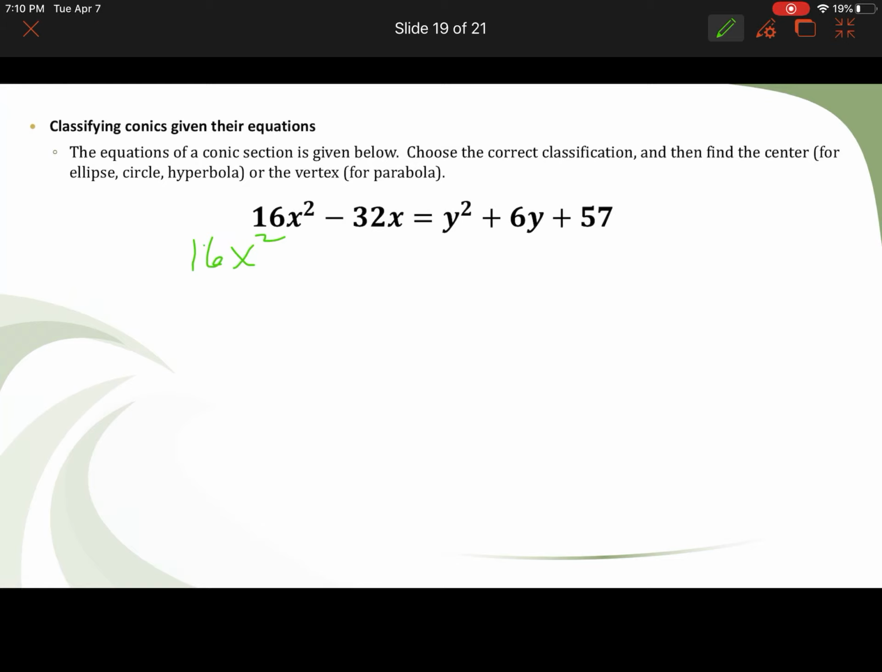16x squared is 32x. I'm going to put that y squared over here and the 6y over here. I might as well leave the 57 over there. Okay, so I'm looking at these two terms, and they are opposite signs. So that means this is a hyperbola.